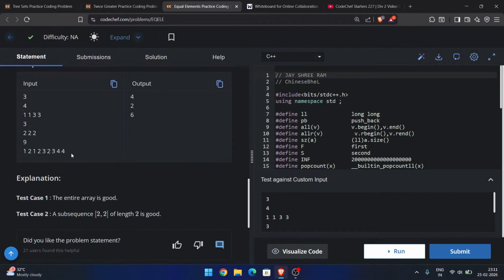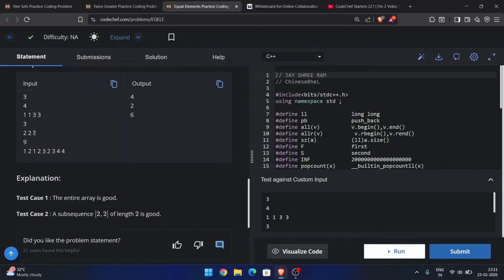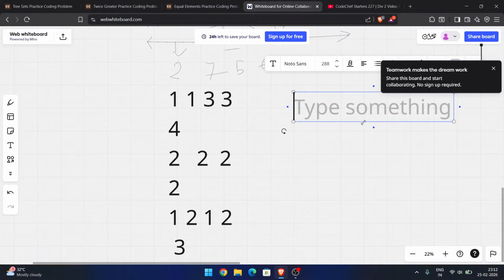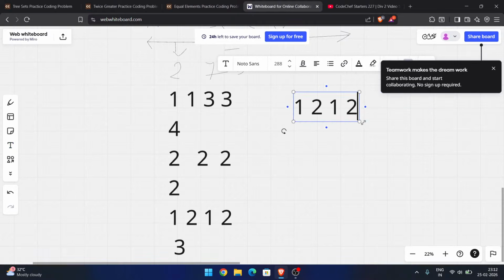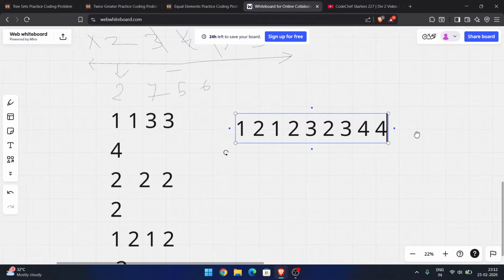So now 1, 2, 1, 2, 3, 2, 3, 4, 4. Okay, let me write it: 1, 2, 1, 2, 3, 2, and 3, 4, 4. So what is the maximum I can get here?